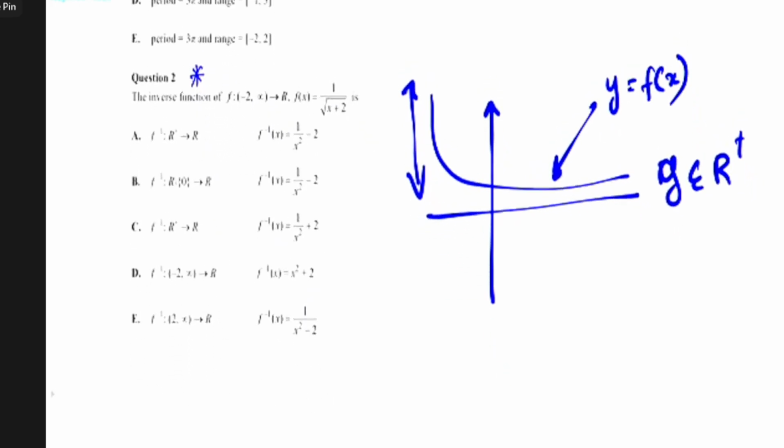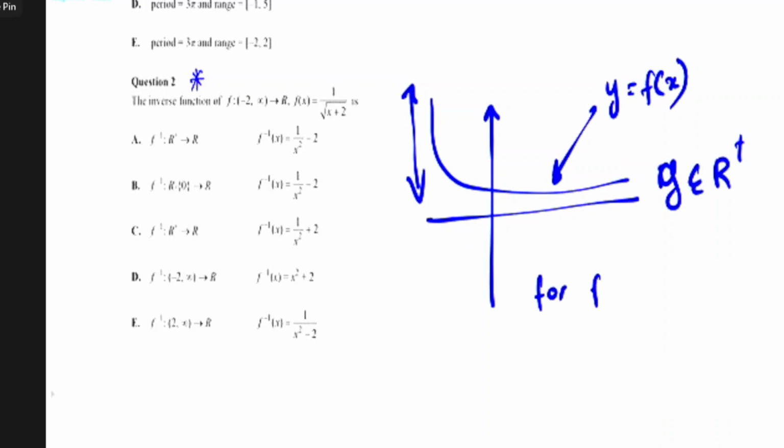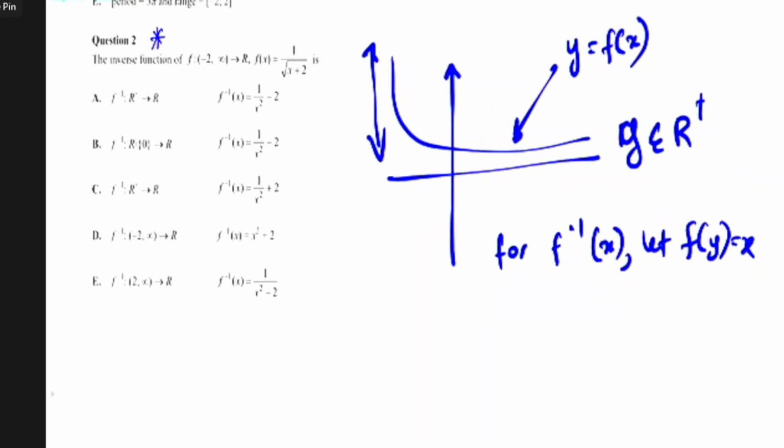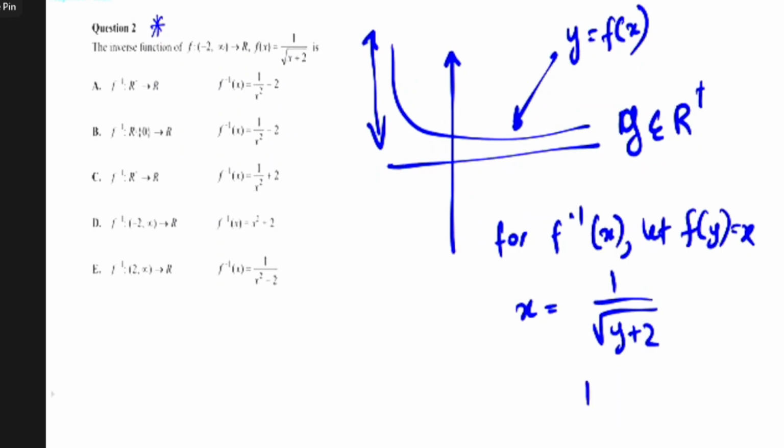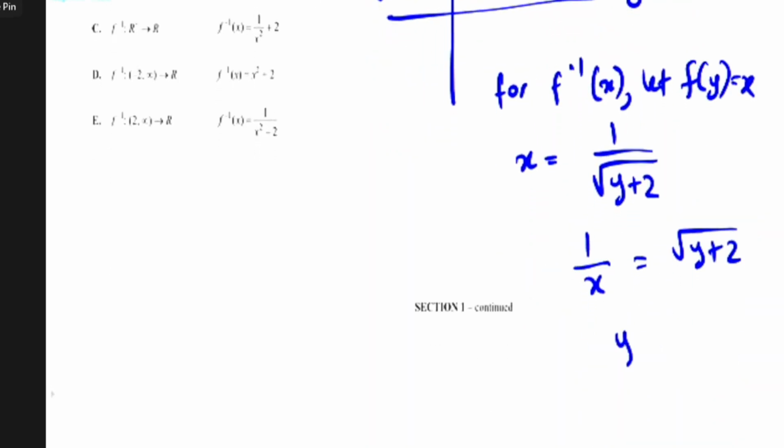And then to find f inverse, for f inverse of x, let f of y equal x. So that means we interchange x and y. So x is equal to 1 on square root of y plus 2. If we rearrange, we get 1 on x is equal to square root of y plus 2. And then we get y is equal to 1 on x squared minus 2.